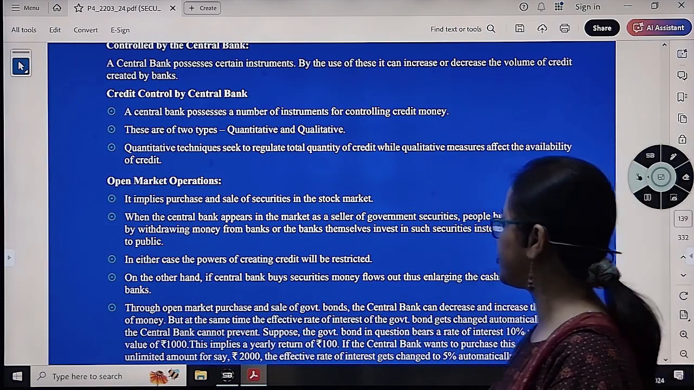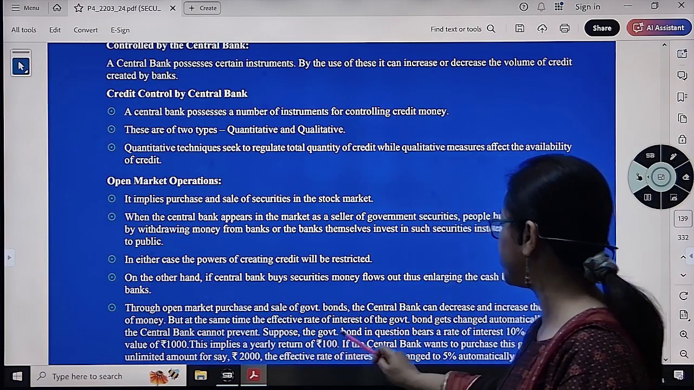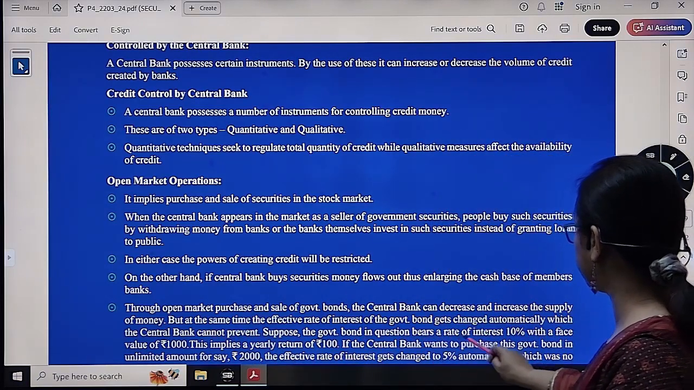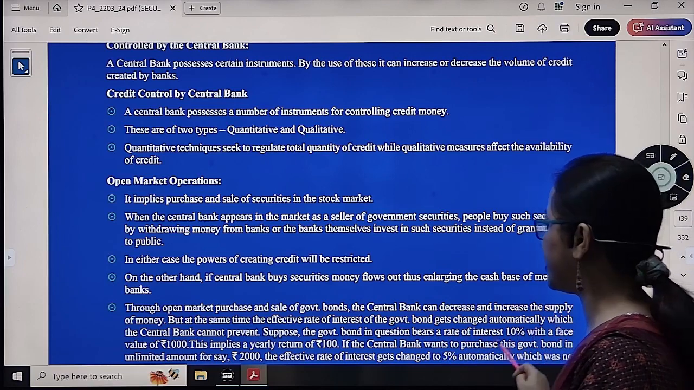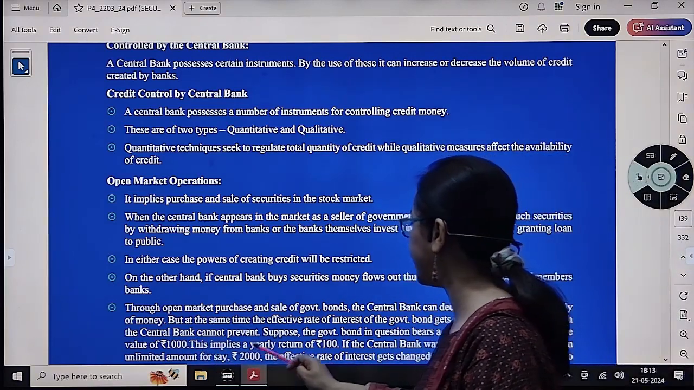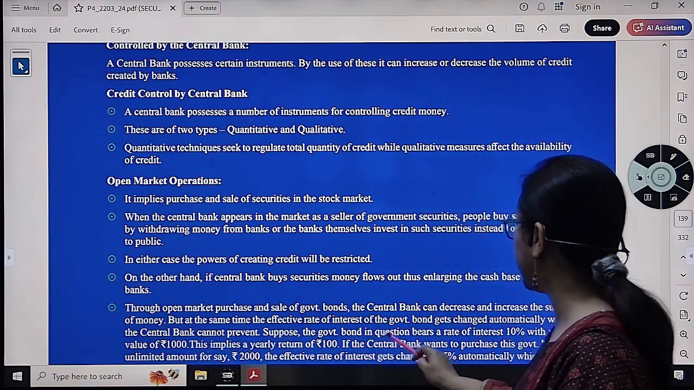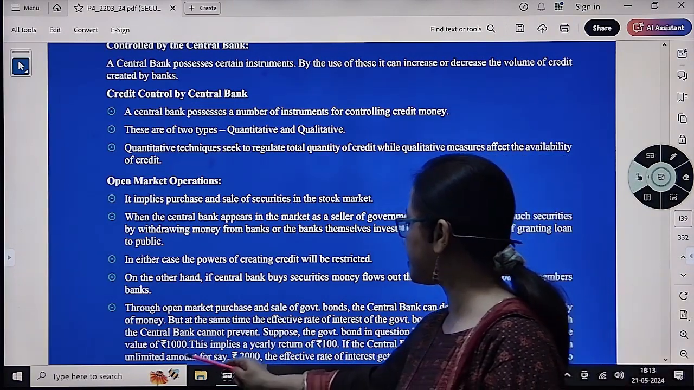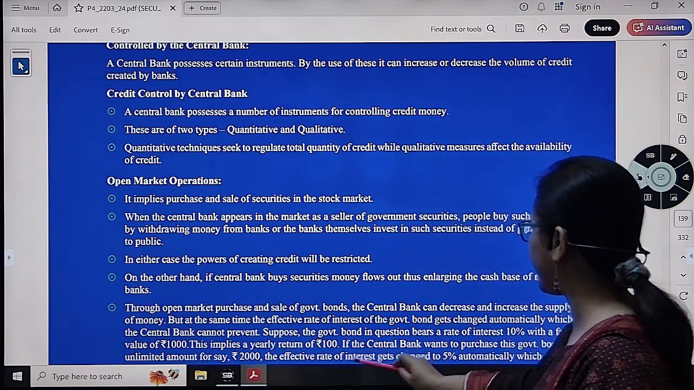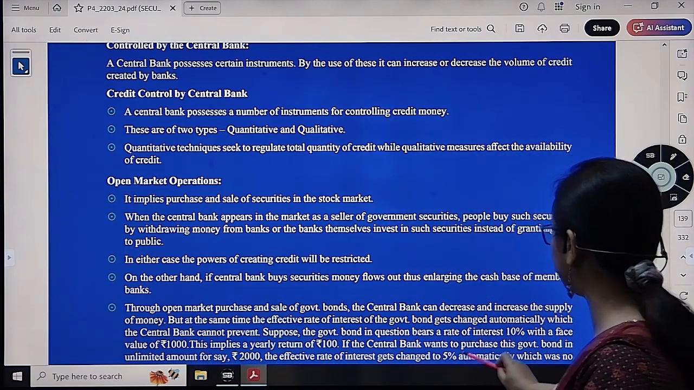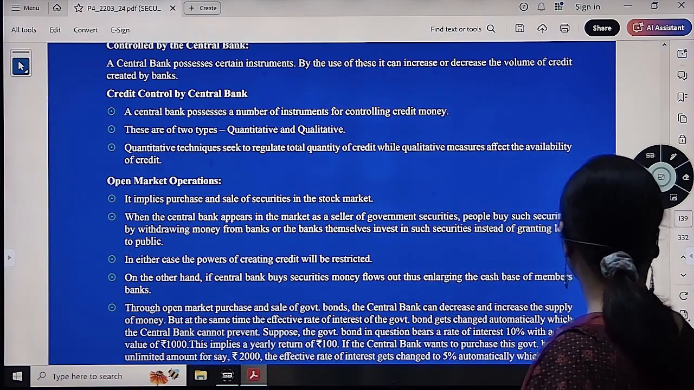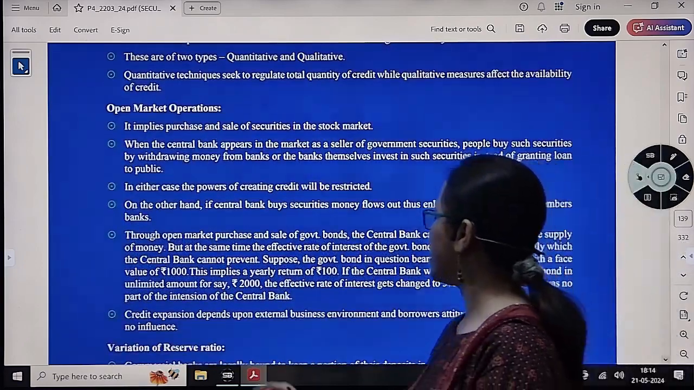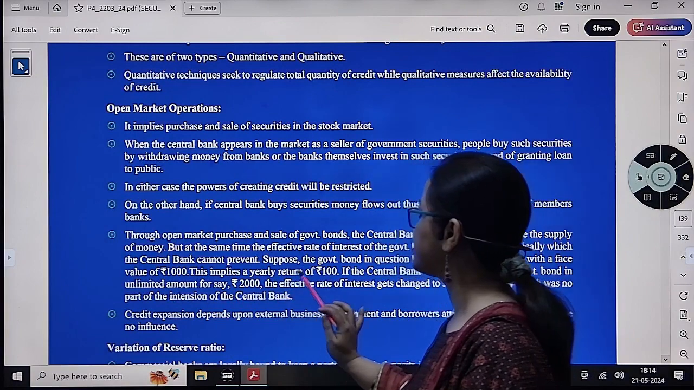automatically, which the central bank cannot prevent. Suppose the government bond in question bears a rate of interest of 10% with a face value of 1,000. This implies a yearly return of 100. If the central bank wants to purchase this government bond in unlimited amount for, say, 2,000, the effective rate of interest gets changed to 5% automatically, which was no part of the intention of the central bank.